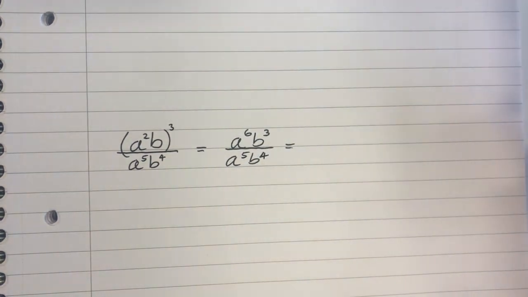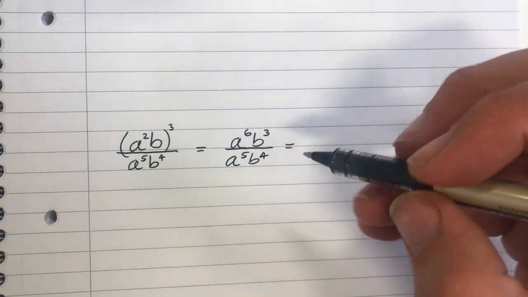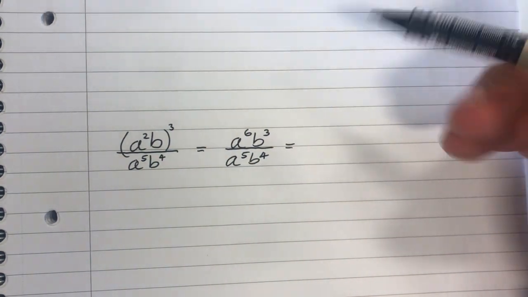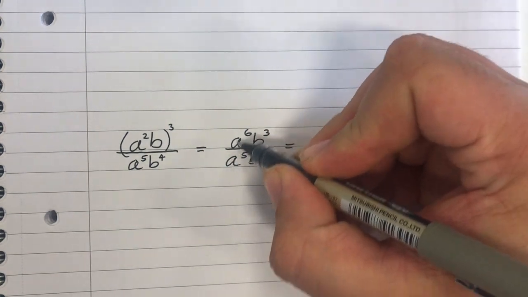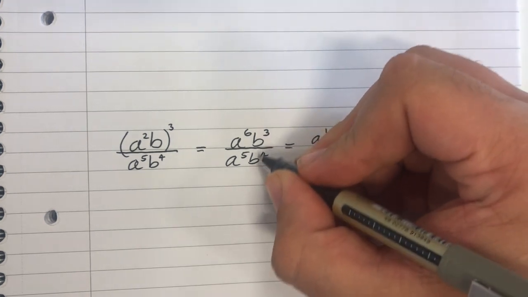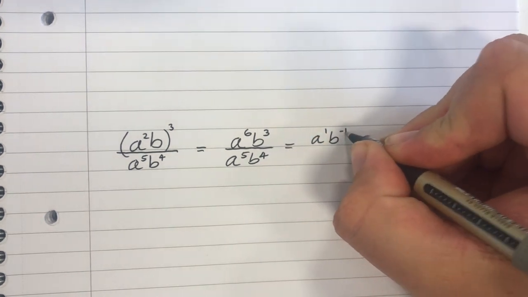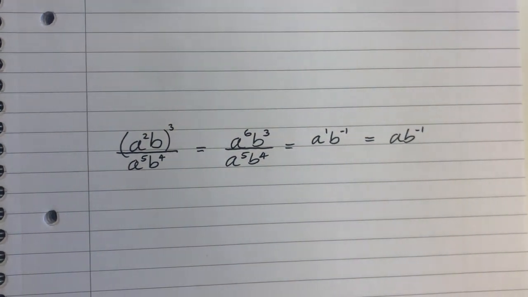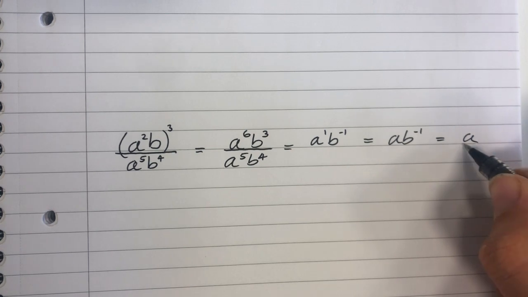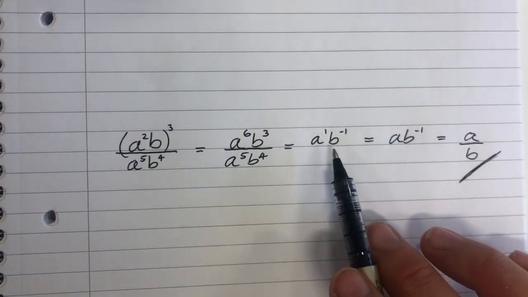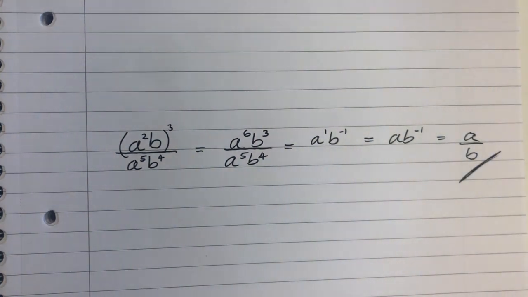And now we can apply DIM for both a and b. Don't forget that these laws of indices apply if the bases are the same. In this case, we have base a, so it's going to be a to the 1, and base b is going to be b to the minus 1. So we can write that as a b to the minus 1, or you could leave that as a on b. That is also fine. Either of those two is fine. Best not leave it like that, because we don't usually write an index of 1.